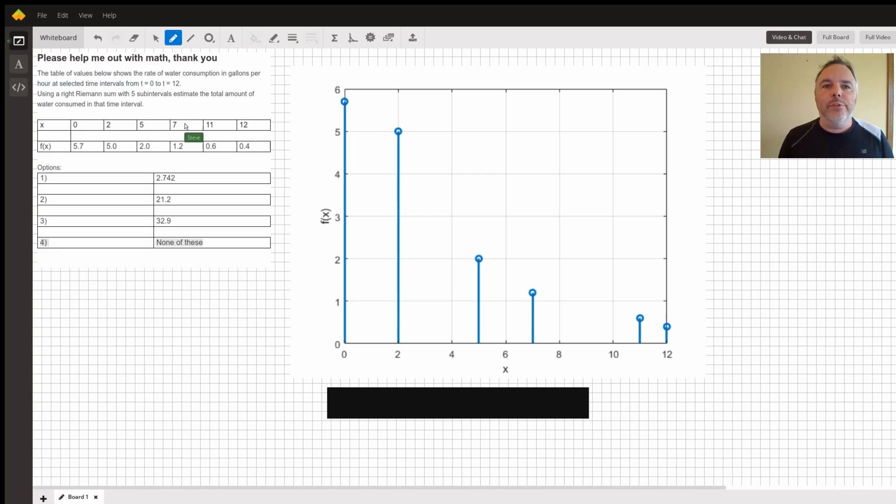So what I've done is, first of all, I've plotted this. Here are the x-axis values. This is called a stem plot, and I've plotted all these values. Now for the right Riemann sum, what do we need to do? Well, we have all these values, and all we need to do is go to the right of this point, which is this point right here, and draw that line over.